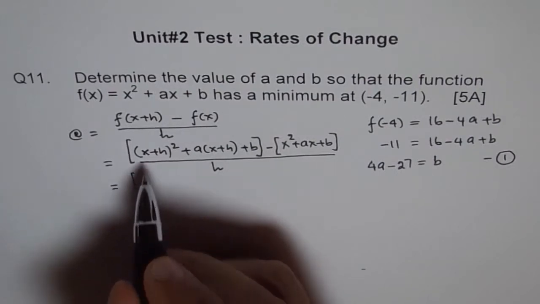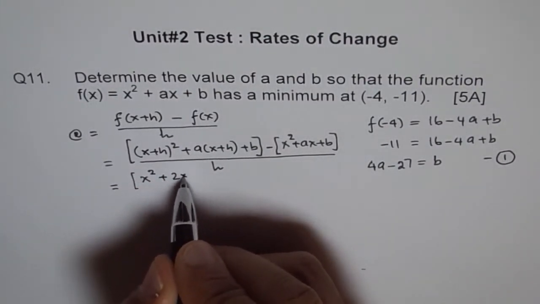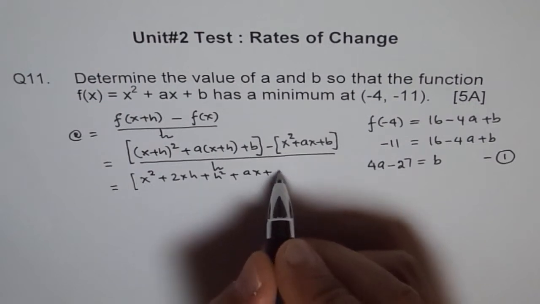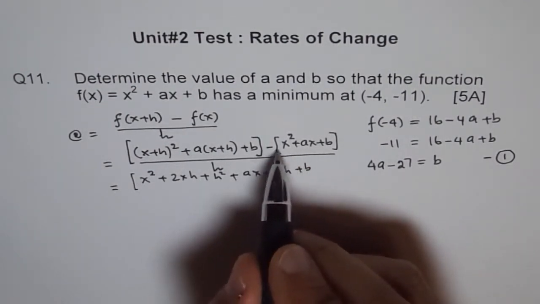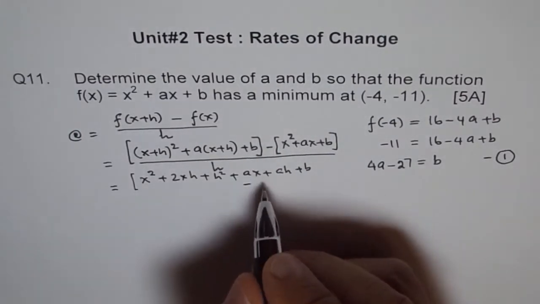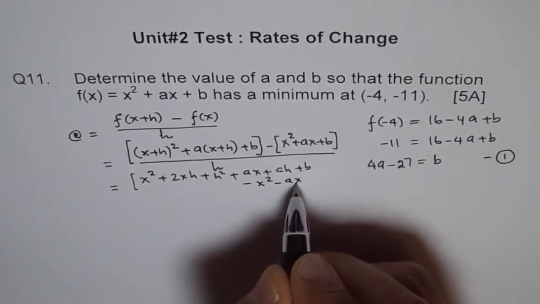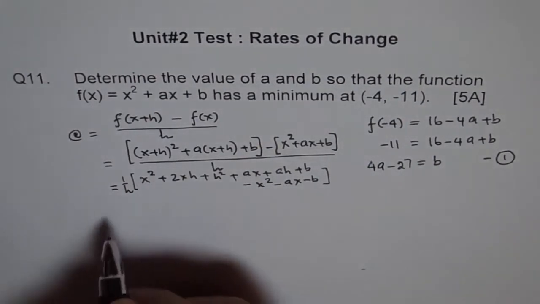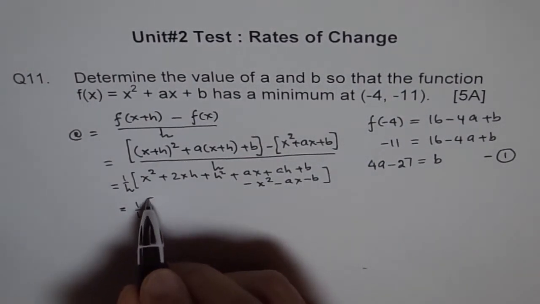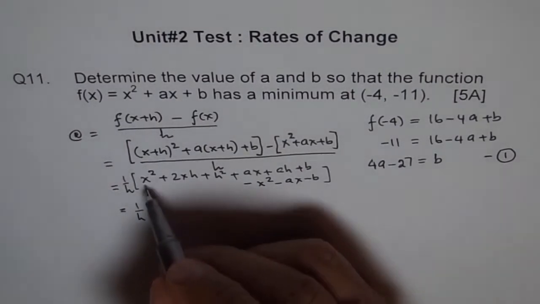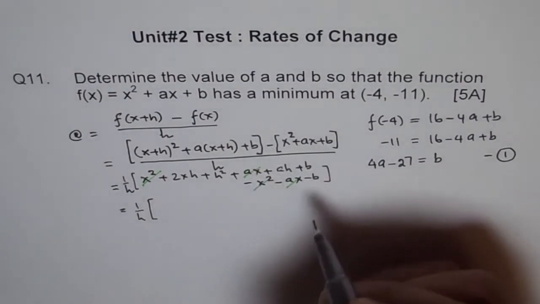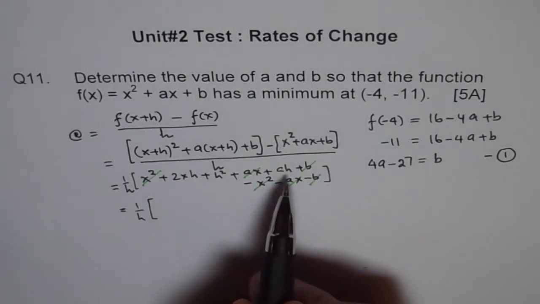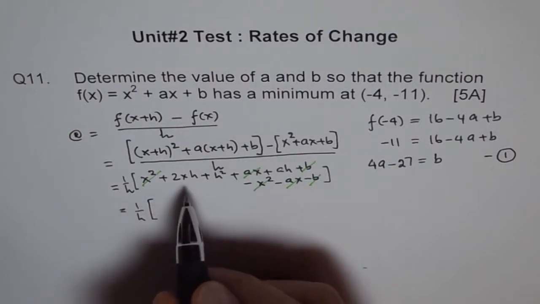When you expand this part, you get x squared plus 2xh plus h squared, plus ax plus ah plus b, and I'm writing the other terms as minus x squared minus ax minus b, and multiply by 1 over h. That's the same thing, right? Now x squared and x squared cancel out, minus ax goes with ax and b with b, correct? So we are left with a few terms, and all of them have h in them, so h could be taken as common.